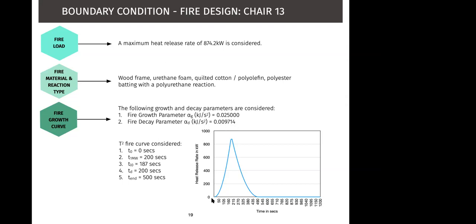What that dictates is how the fire would grow, decay, and how it would behave. So in this particular case, it would reach the peak heat release rate at 187 seconds. It would start to decay at 200 seconds, and then the fire would end by 500 seconds. So in case you want to look at a fire scenario, say in a hotel lobby or in an apartment, you would consider a chair on fire with these particular fire design components.